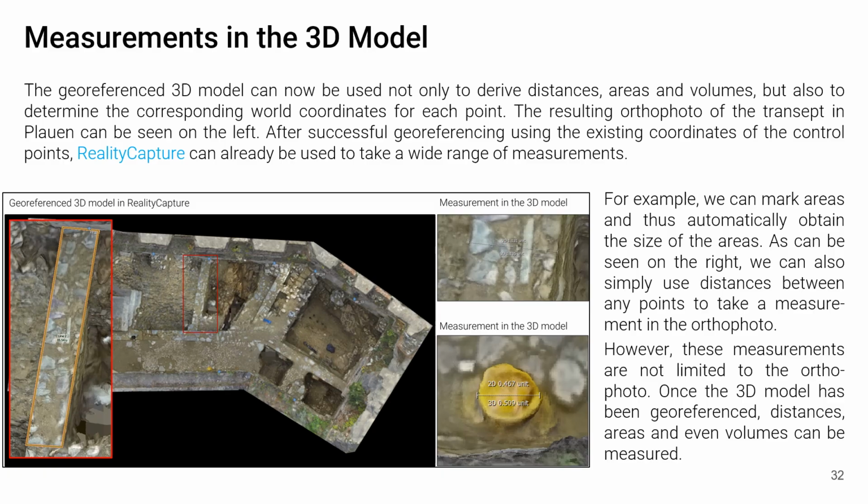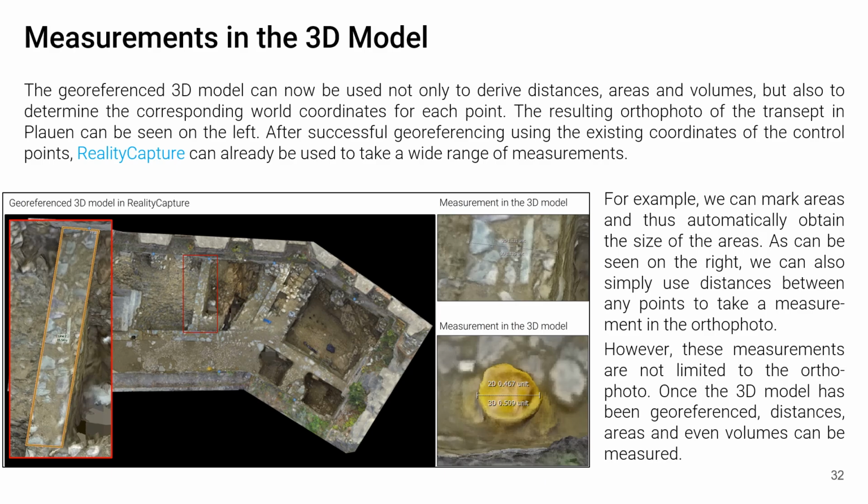The georeferenced 3D model can now be used not only to derive distances, areas, and volumes, but also to determine the corresponding world coordinates for each point. The resulting orthophoto of the transept in Plauen can be seen on the left.